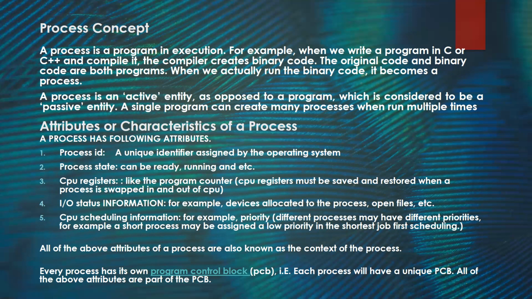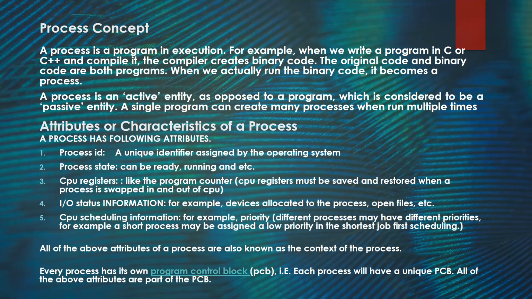Now, there are attributes or characteristics of a process. When we say attributes, these are the additional information of the process. So, a process has the following attributes. Process ID, which is the unique identifier assigned by the operating system. Process state, it can be ready, running, and etc. Process states possible, pwede kasing si process ay nasa ready, running, waiting, blocked, or halted state.